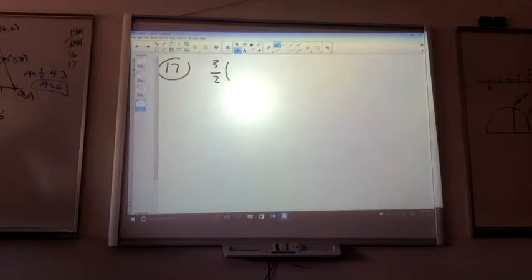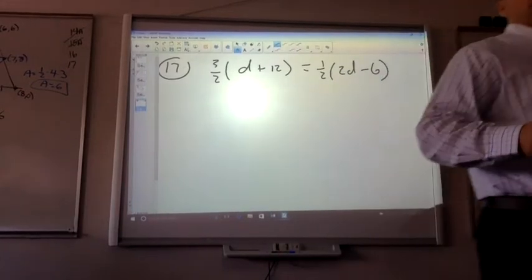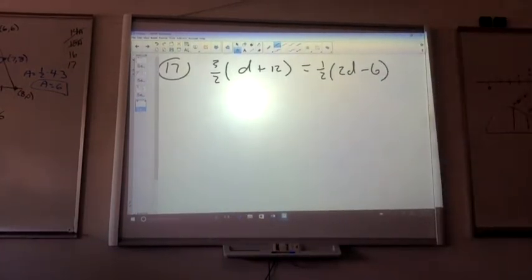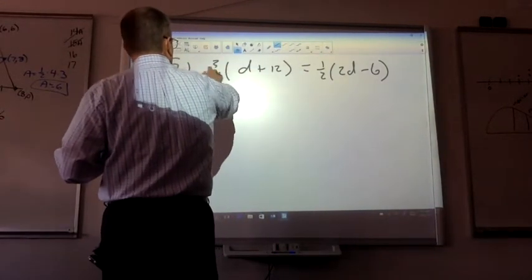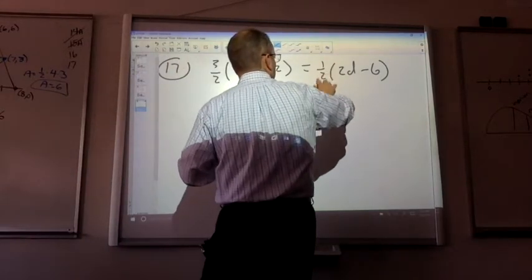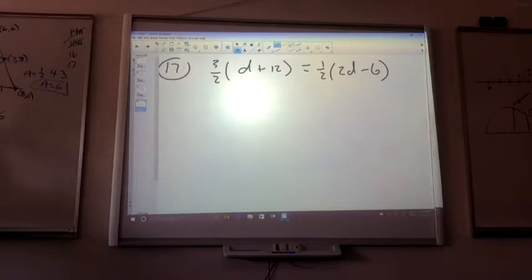3 over 2, parentheses, d plus 12 equals 1 half, 2d minus 6. Okay, as it sits right now, we have 2 terms. This whole side is a term, and this whole side is a term. I don't think it's wise to go distribute the fraction over yet. If I distribute the fraction over, that'll create 4 terms versus 2 terms, so you're making twice as much work. I think it would be good to get rid of the denominators. So if I take this whole term and multiply this by 2 over 1, and this whole term and multiply this by 2 over 1, I'm doing the same thing to both terms, and that's going to eliminate the denominator.